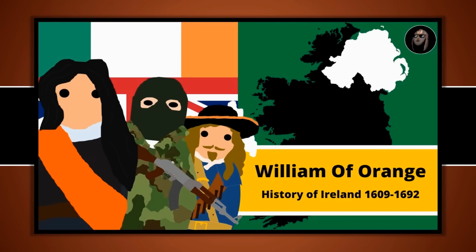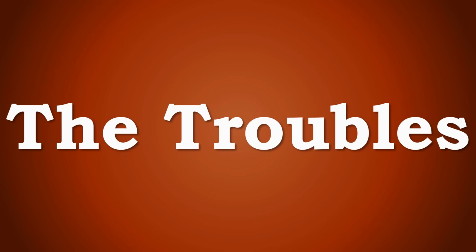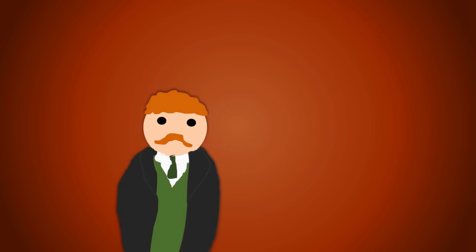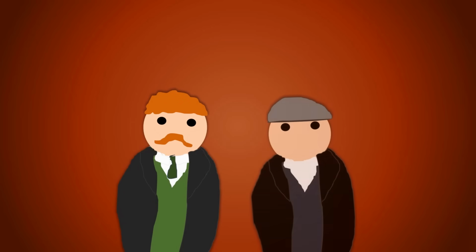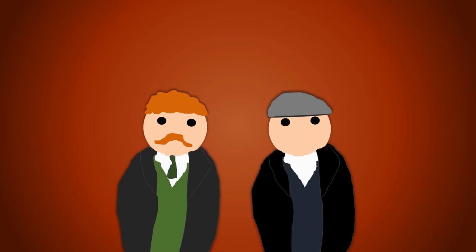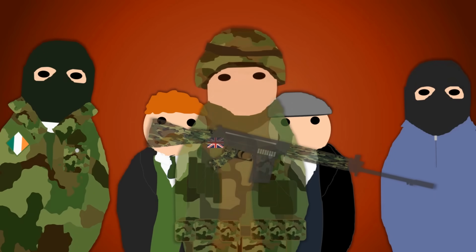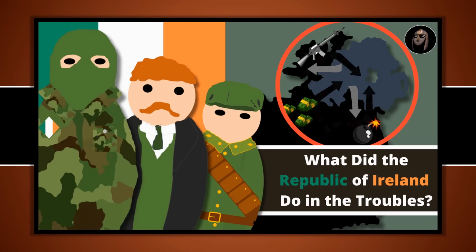I've talked quite a bit on this channel about a period of Irish and Northern Irish history known as the Troubles, or na Trioblóidí. In this period from around 1969 to 1998, what started as a Catholic civil rights movement soon resulted in conflict between the Catholic and Protestant populations of Northern Ireland, both of whom had their own paramilitary groups, which then resulted in the British Army being sent in nominally to keep the peace.